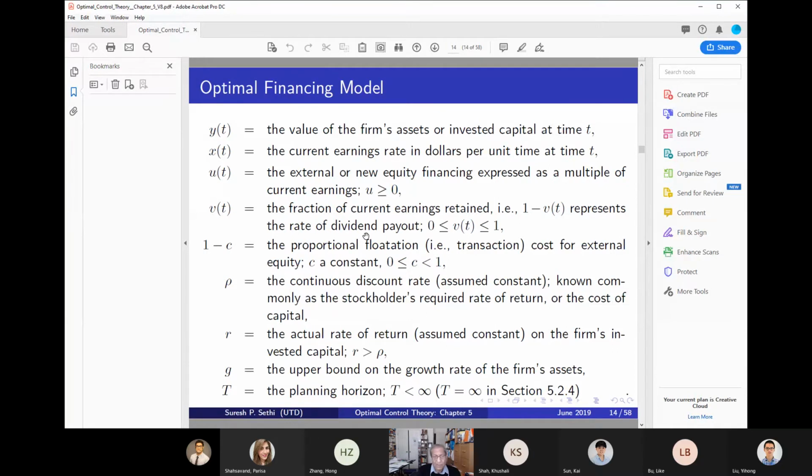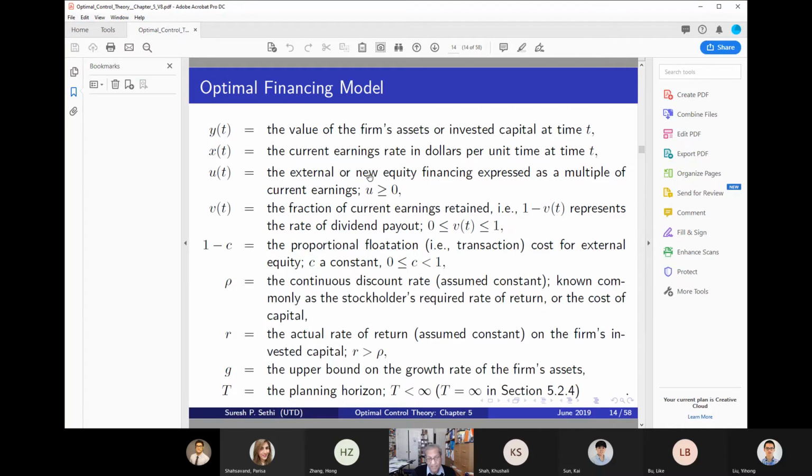Between new equity financing, there is one more. When I keep a fraction of current earnings, if this is the fraction of the retained earnings, then 1 minus VT is the fraction of the dividend payout. Whatever I don't invest, I pay out as a dividend. So this is one way the company can finance itself.